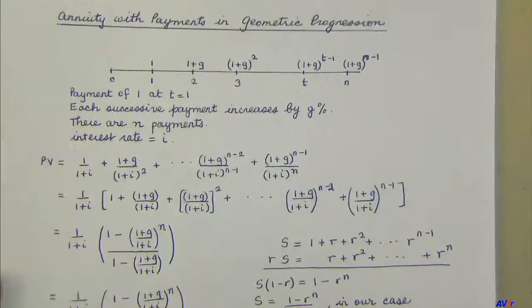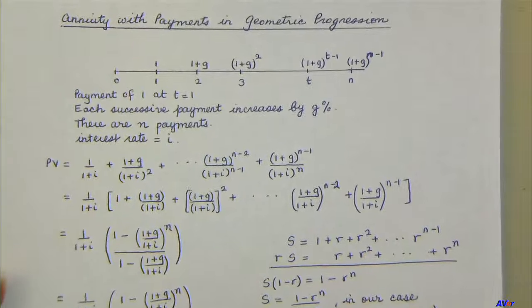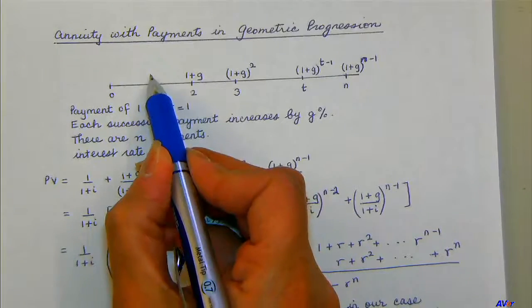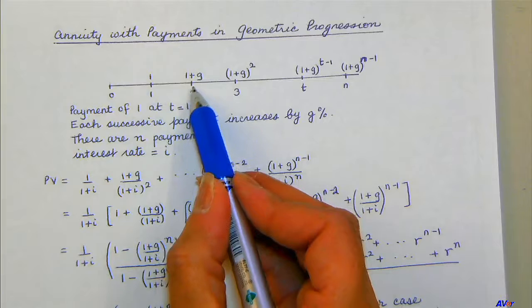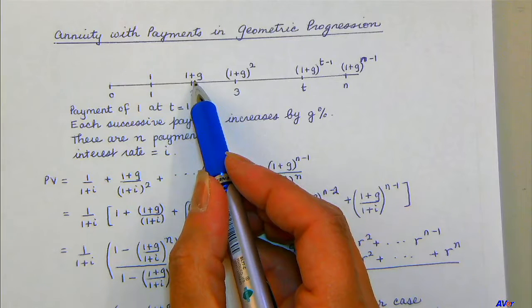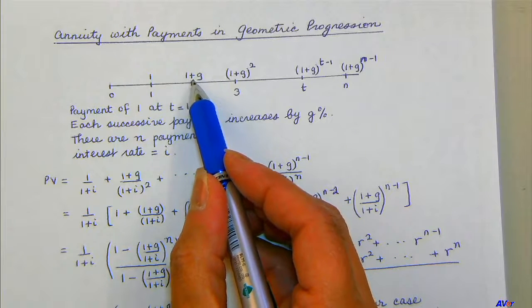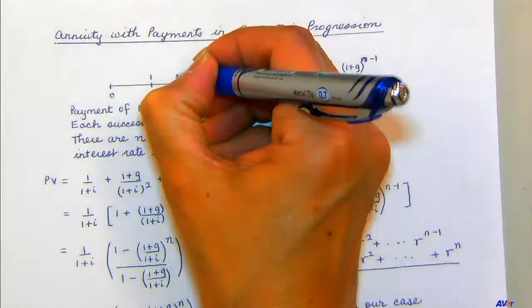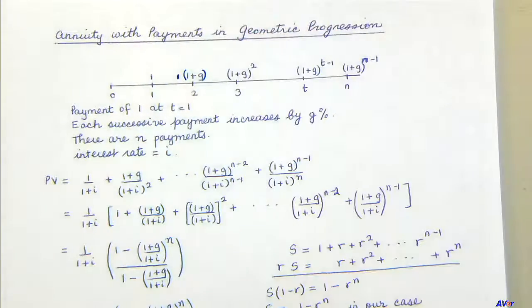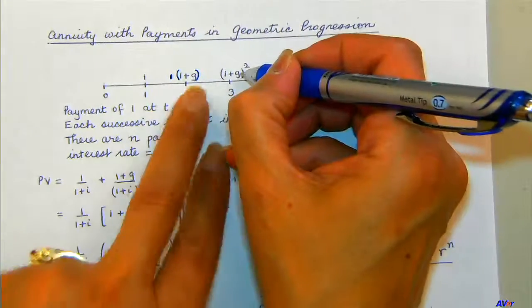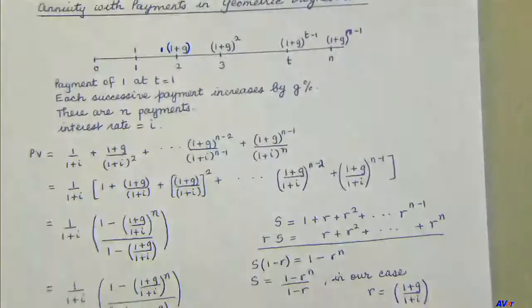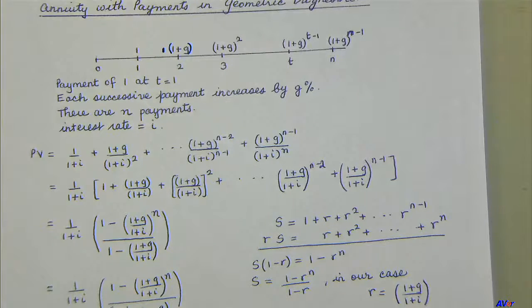In your notes, I posted a page that looks like this, which says annuity with payments in geometric progression. What I did here was I started at time 1 with a payment of 1, and at time 2 with a payment of 1 plus G. Then this one is the previous one times 1 plus G, and so forth. And we summed this. I asked you to look at this before you came back today, right?